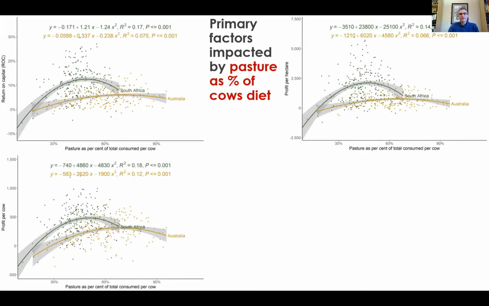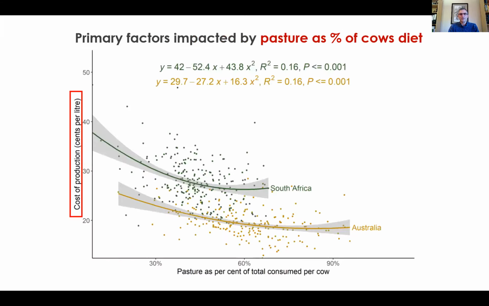As you can see, the impact of pasture as a percent of the diet on return on capital, profit per hectare and profit per cow is similar, with decreasing diet pasture percent having an increasingly negative impact on profitability.